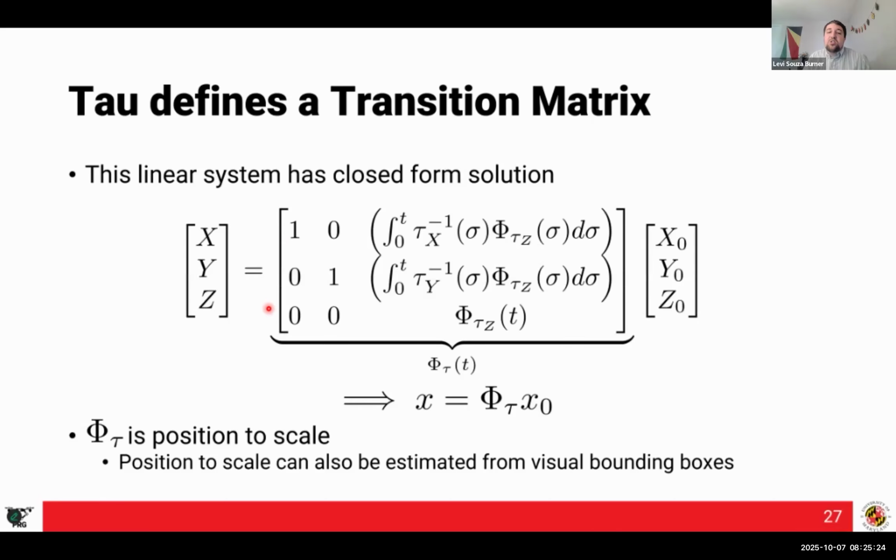This matrix tells us where we would be. This is our XYZ position if we knew where we started, which is the X naught, Y naught, Z naught, and it's multiplicative. And so what we see is this bio-inspired idea of time to contact based on fixation really gives us a transition matrix, which tells us where we would be if we knew where we started. And this is actually just position to scale.